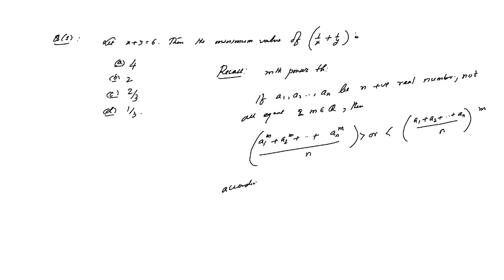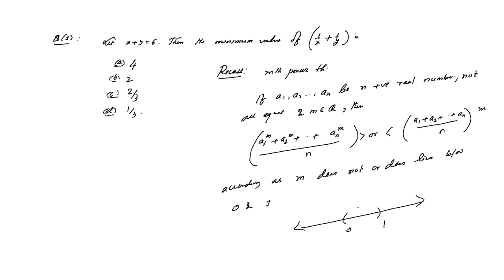It is less than if m lies between 0 and 1. If you think about the real line, with 0 and 1, if the rational number m belongs to (0, 1), then the less than sign will be there. If it does not belong to (0, 1), that means m is either less than 0 or greater than 1, then we use the greater than sign.